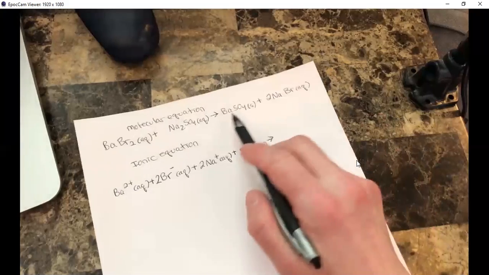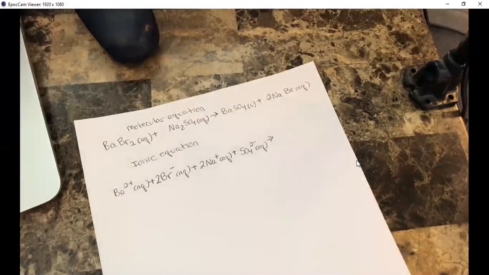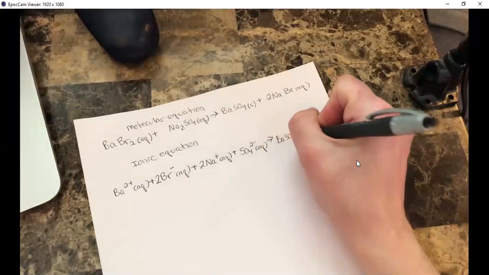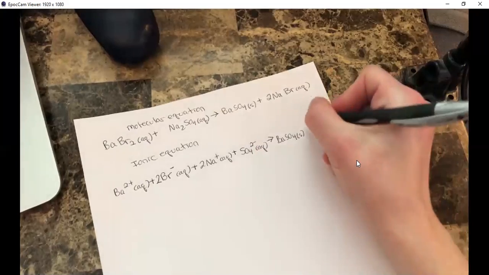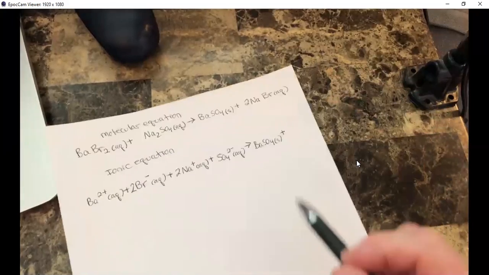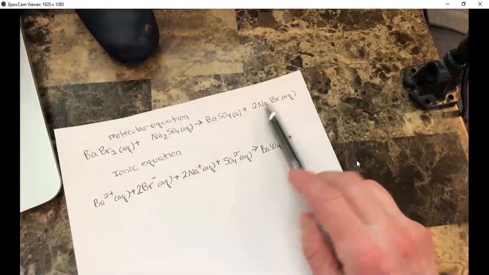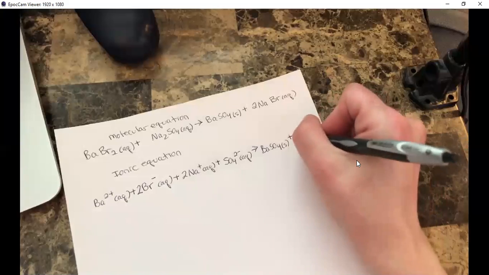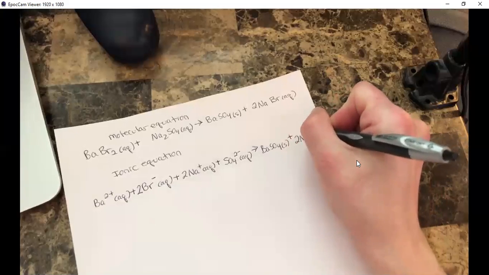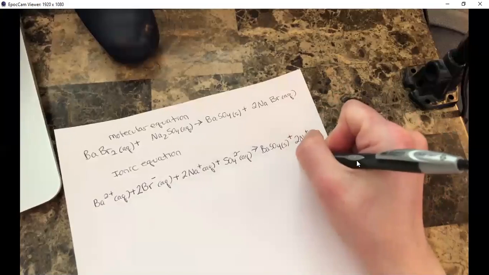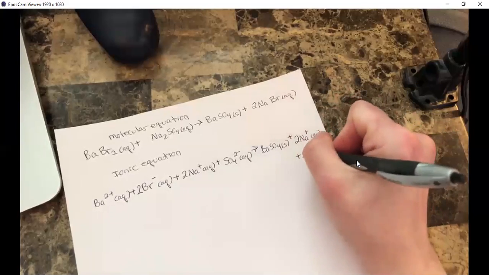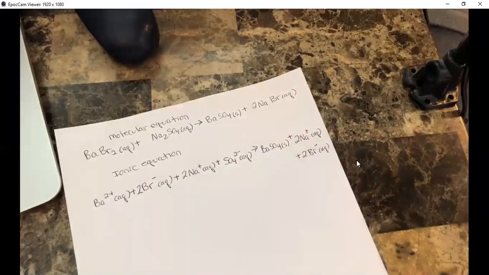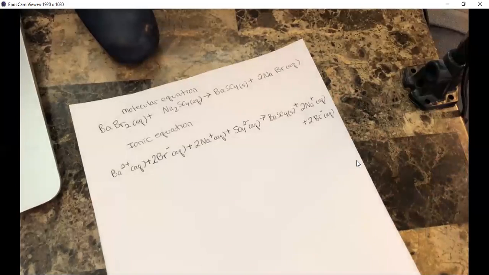Yields, over here we have barium sulfate. We are leaving that together. Do not take that apart because it's a solid. Okay, and then we're left with, and I'm going to run out of paper again. I do this all the time, but we've got the sodium and the bromine that we have to break apart. So we have 2 of the sodium, which has a plus charge and is aqueous, plus 2 bromine, which has a minus charge, and that's aqueous. Okay, so we're all broken apart, okay? Everything except for our solid.